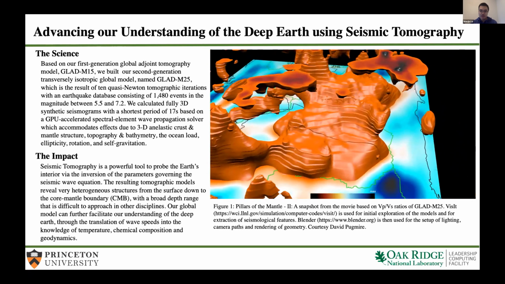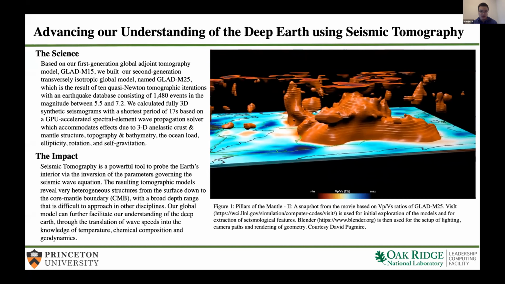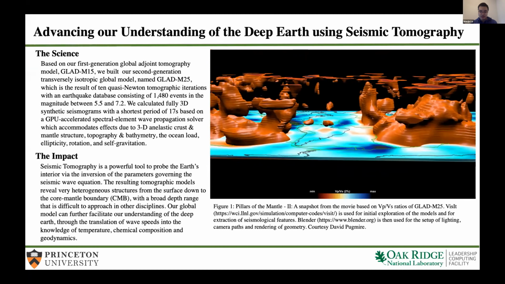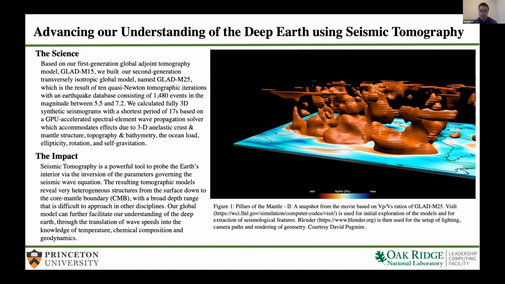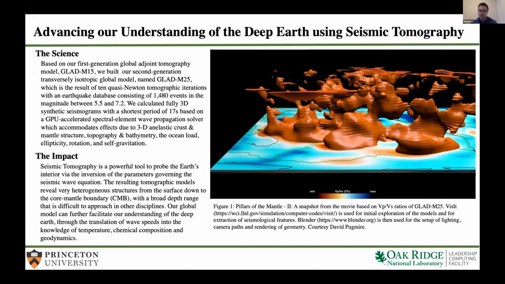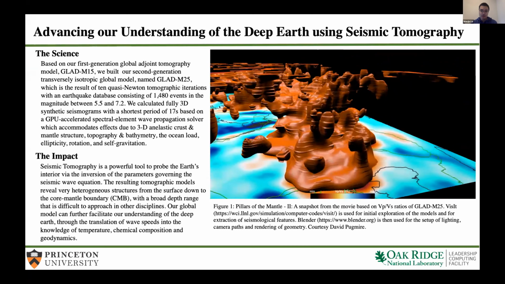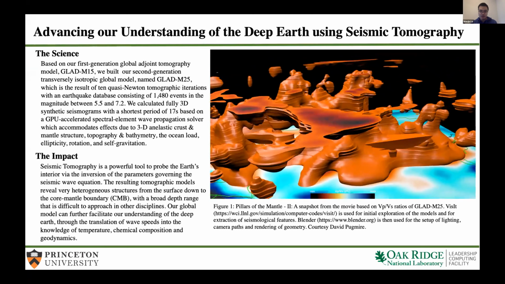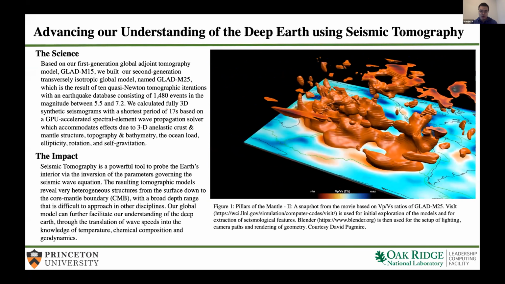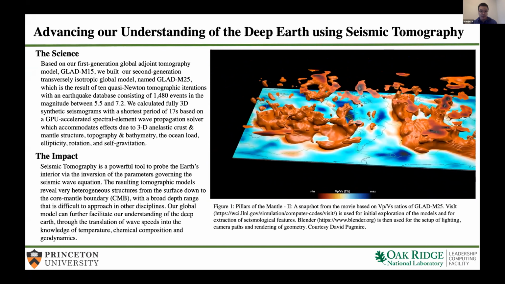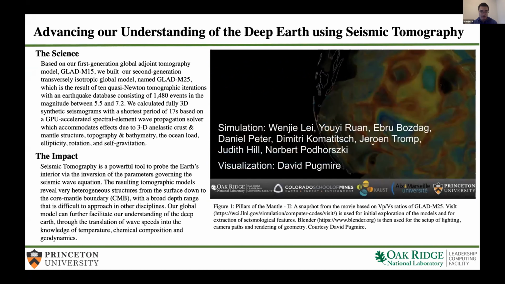So how do we achieve this? We collect seismic data generated by natural earthquakes, and we use an optimization technique to allow our model to match those observed data. Back in older times, we got our first generation model, M15, on Titan, and then on Summit we obtained our second generation model, M25. It's 25 iterations of nonlinear optimization, and our newest model contains about 1,500 earthquakes.